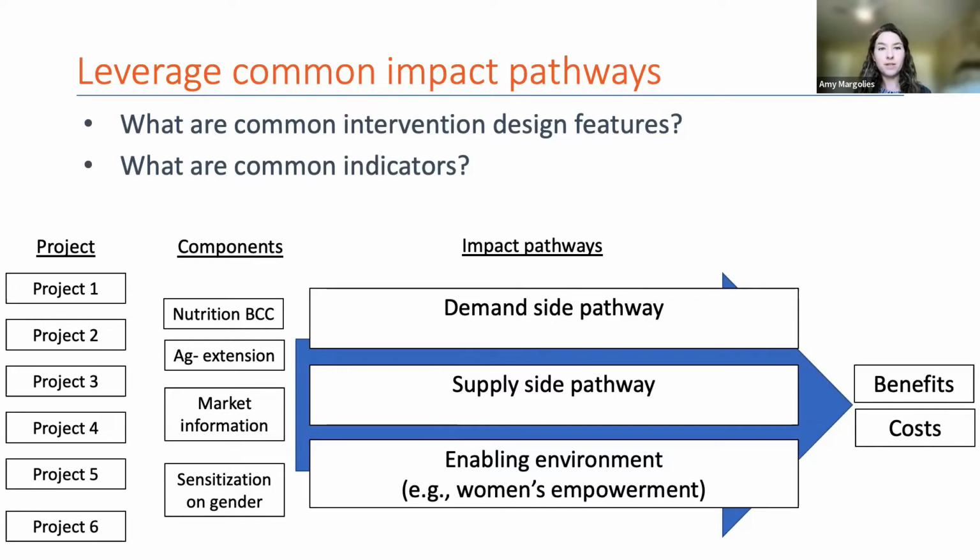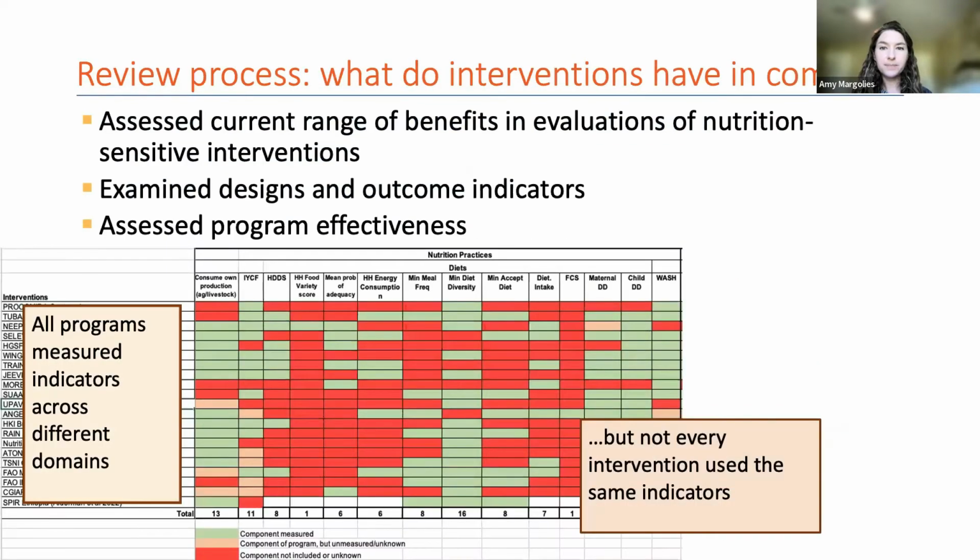What are the common intervention design features and common indicators? These pathways tell us where to look for the common indicators. So for example, on the left, you see a suite of projects. They have different project components, but they're trying to impact these common pathways. And then we want to think about what are the benefits and costs that they result in.